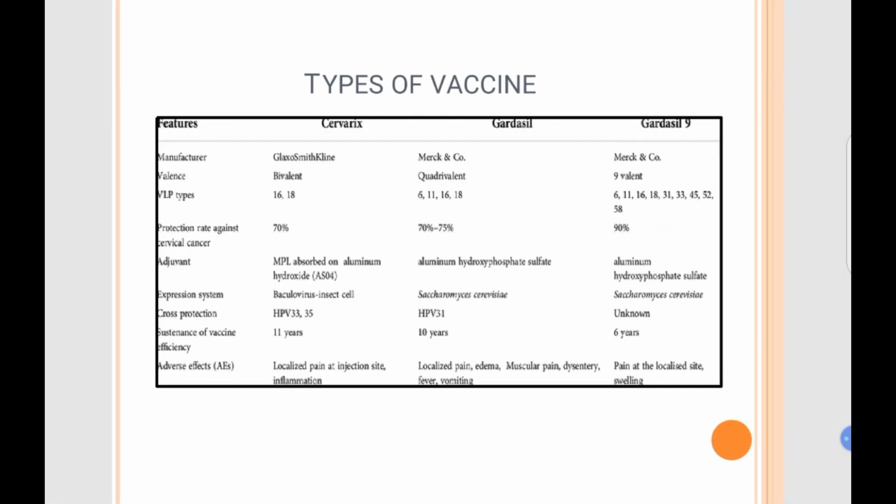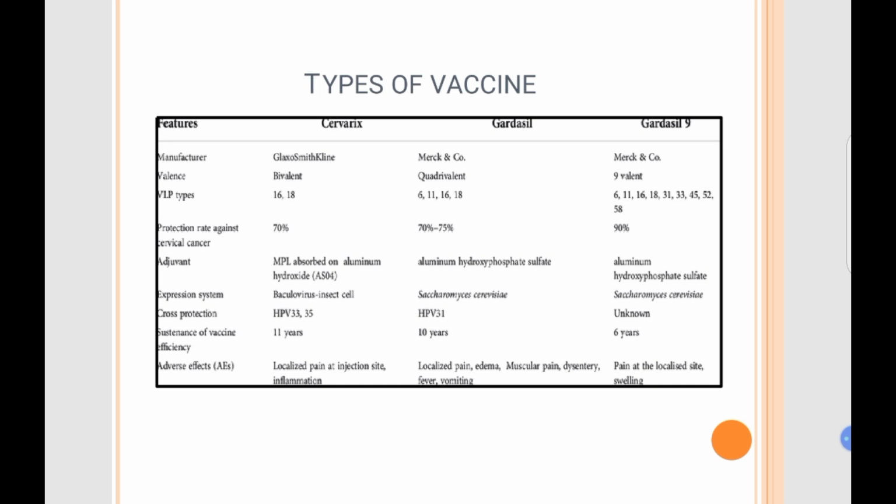So there are three types of vaccines which are available, that is Cervarix, Gardasil and Gardasil 9. So let us see the comparison between the three vaccines. For Cervarix, the manufacturer is GlaxoSmithKline, while for Gardasil and Gardasil 9, the manufacturer is Merck. Cervarix is bivalent, while Gardasil is quadrivalent, and Gardasil 9 is nonavalent.